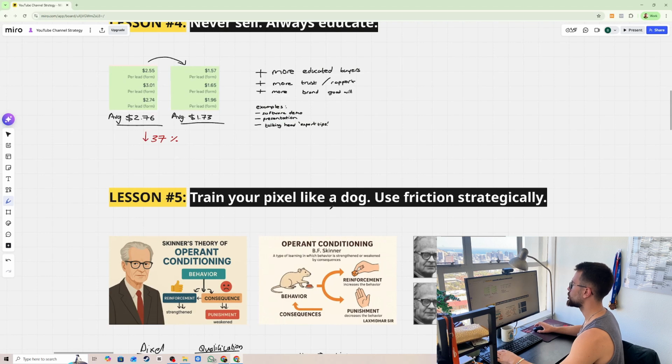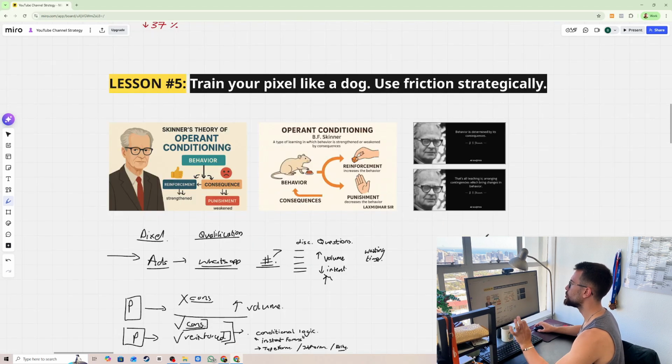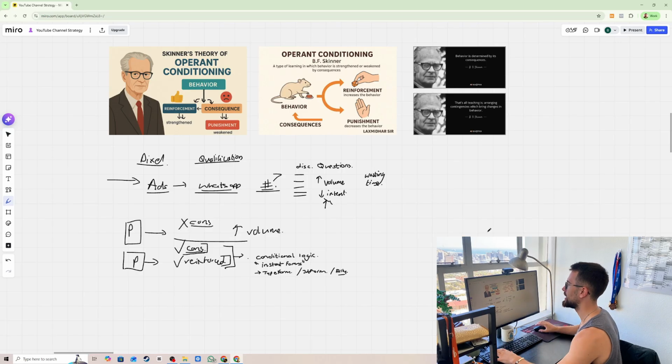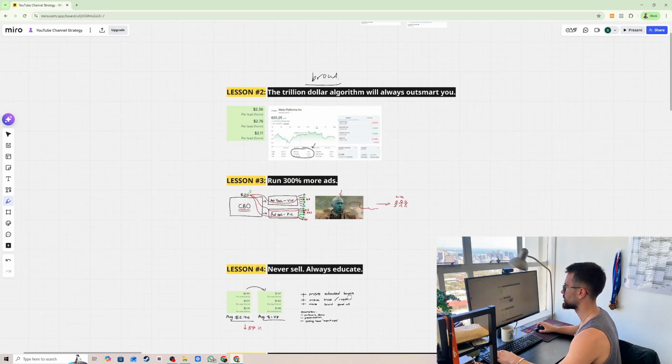Lesson number 5, train your pixel like a dog. Use friction strategically. Develop consequences for leads that you don't want, and develop reinforcement for leads that you do want. You can do this with conditional logic inside of instant forms, or you can use Typeform, Jotform, or Tally to create discovery questions so that you can actually get high intent leads and stop wasting your time.